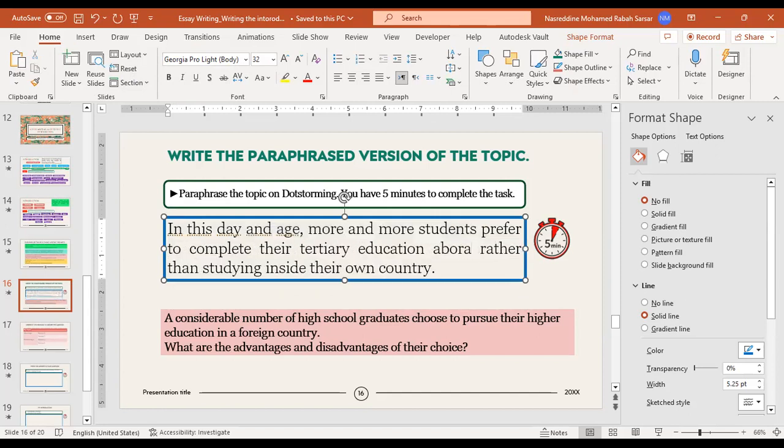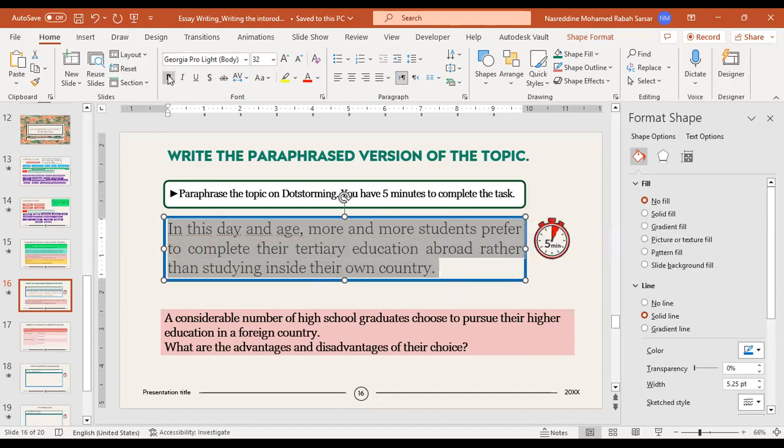Okay, so this way we won't repeat the phrase here, I mean the word, country twice. So: abroad, rather than studying inside their own country. Well, this is excellent. If you can come up with something like this... this is the O before the A, it's a spelling mistake. Now this is really excellent. And this is way better.